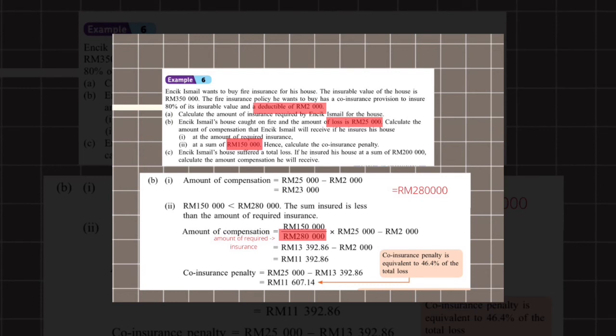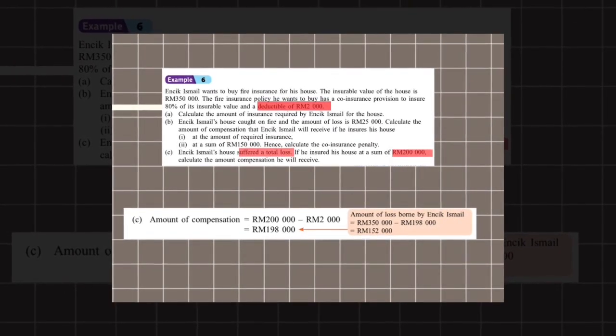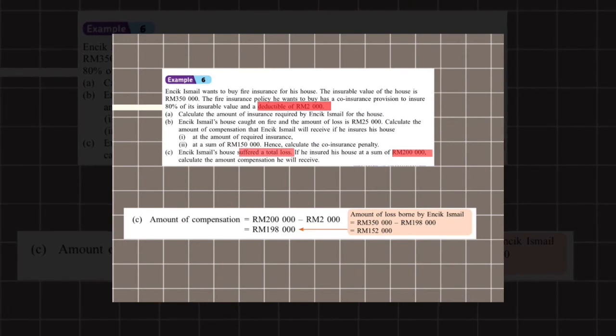The co-insurance penalty equals the total loss deducted by the amount of compensation before deductible. C. If Encik Ismail's house suffered a total loss, the amount of compensation should be the insured value of his house minus deductible.